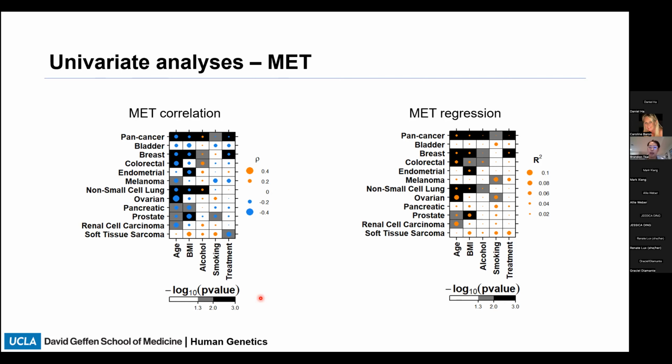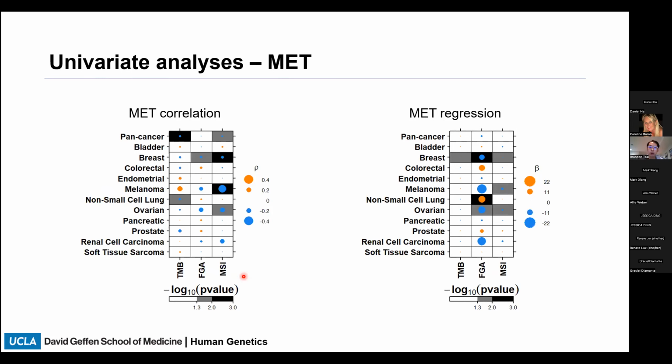So again, we see that exercise is anti-correlated with age and BMI, which are these two columns right here, for most cancer types. Alcohol, smoking, and treatment are also associated with exercise in some, but not all cancer types. But ultimately, these all warrant consideration to be covariates to exercise when we model the relationship between genomic events and exercise.